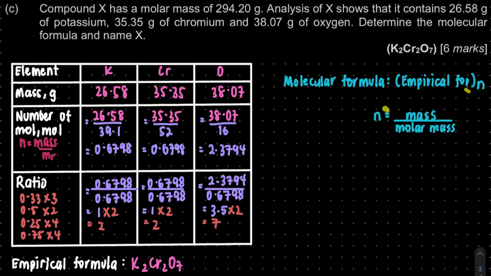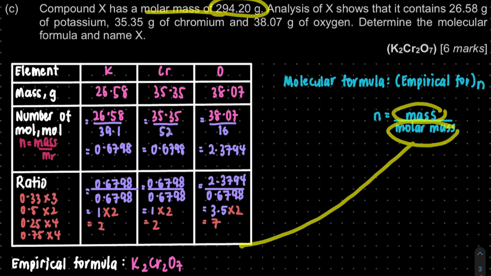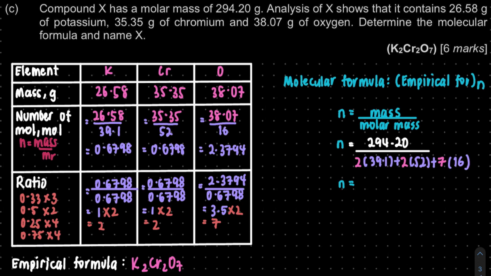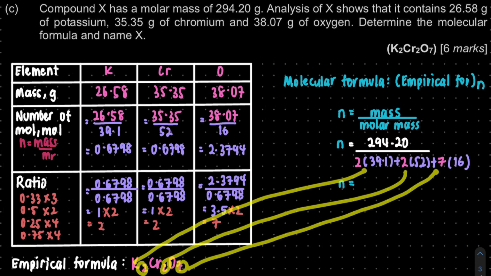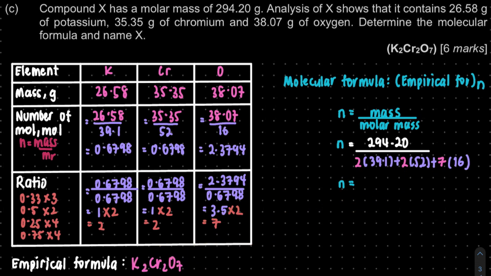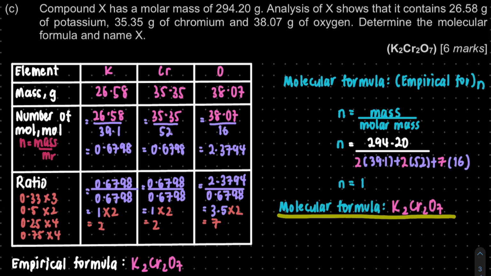So here, the n is the mass of the overall. Here we have the molar mass, which is from K2Cr2O7. Again, the molar mass is actually based on the empirical formula. So even though I know the molar mass from the periodic table, don't forget to multiply by 2 to 7. Here, we know that the number of mole is equal to 1. Since n is equal to 1, the molecular formula is equal to the empirical formula. My molecular formula is K2Cr2O7.